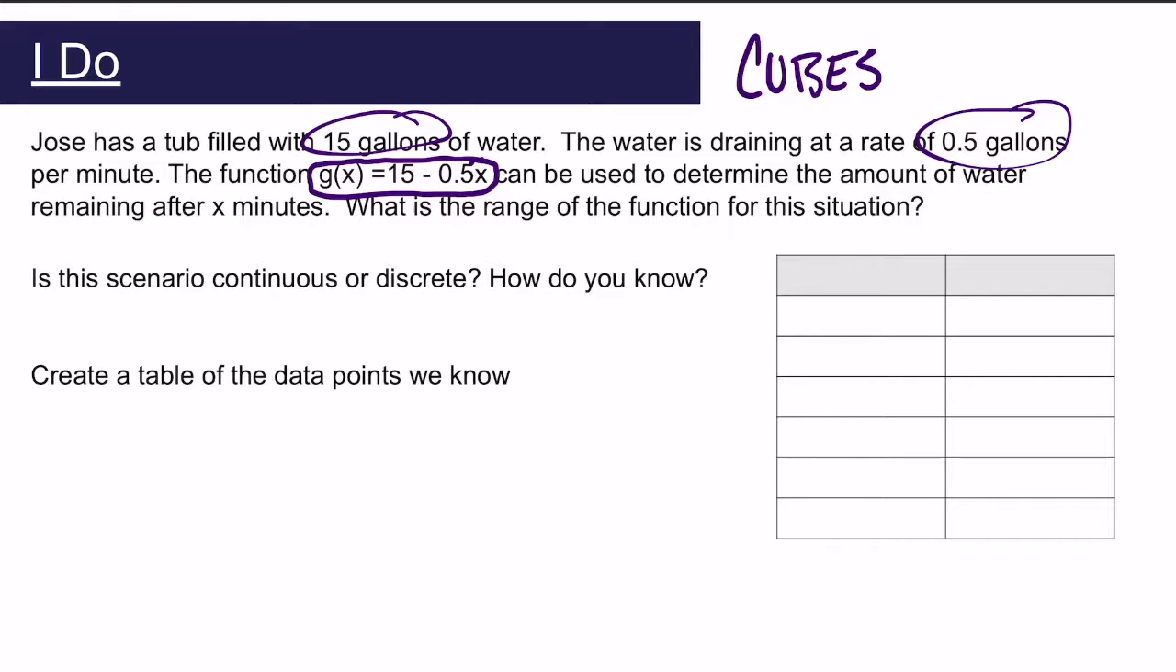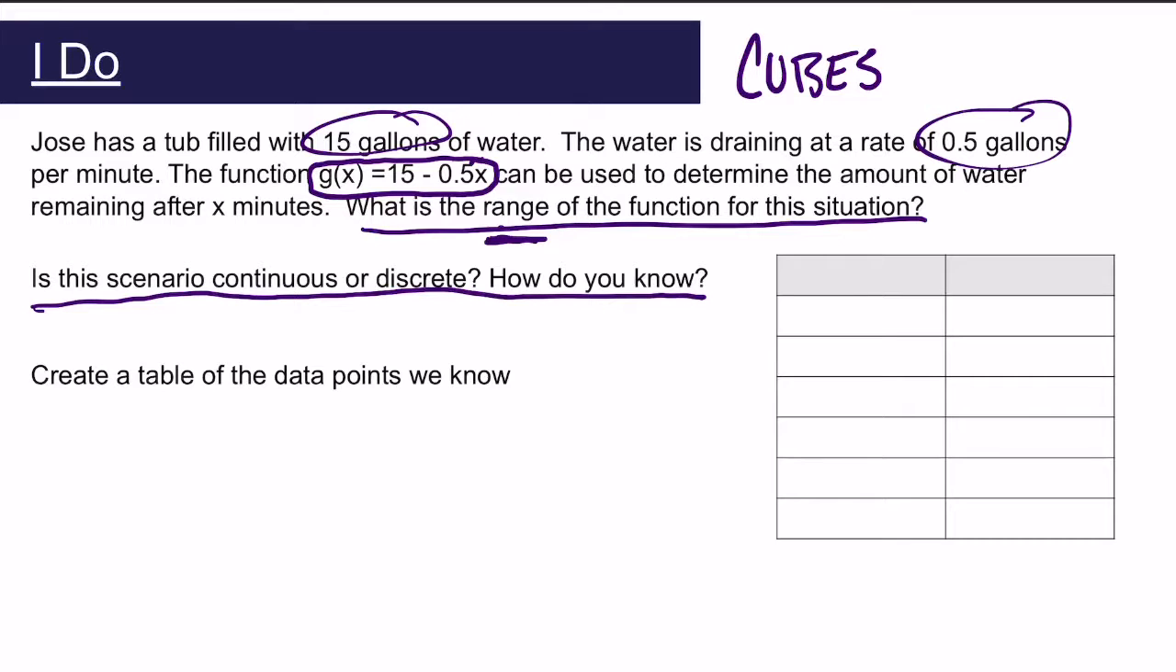Let's underline the question. So it wants us to find the range. The range, right? Because we could also find domain, but it's asking for the range, so I underlined it twice. And what is this scenario continuous or discrete, and how do we know? Let's box some important words. So, per minute is very important. Draining is very important. And remaining after x minutes. Yeah, I know that's a lot, but it's also important to know kind of what we're looking for. So we want to know how many gallons are remaining after every minute. It's nothing that we really need to eliminate.